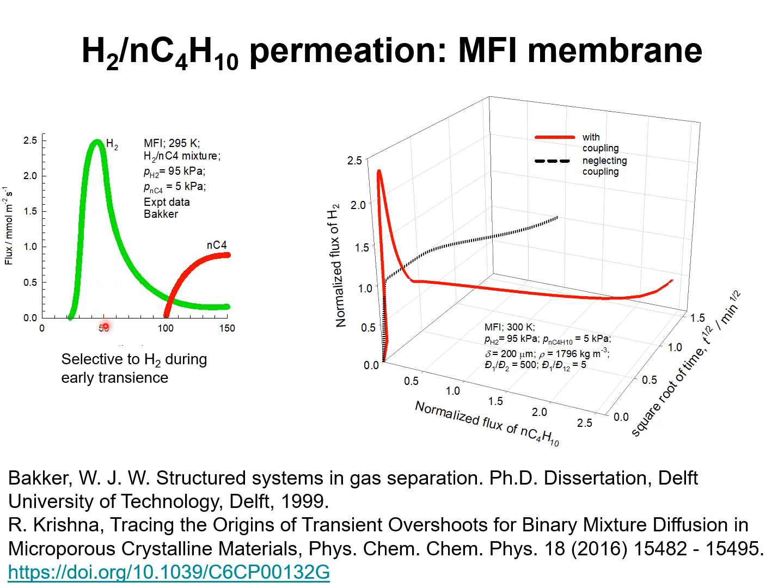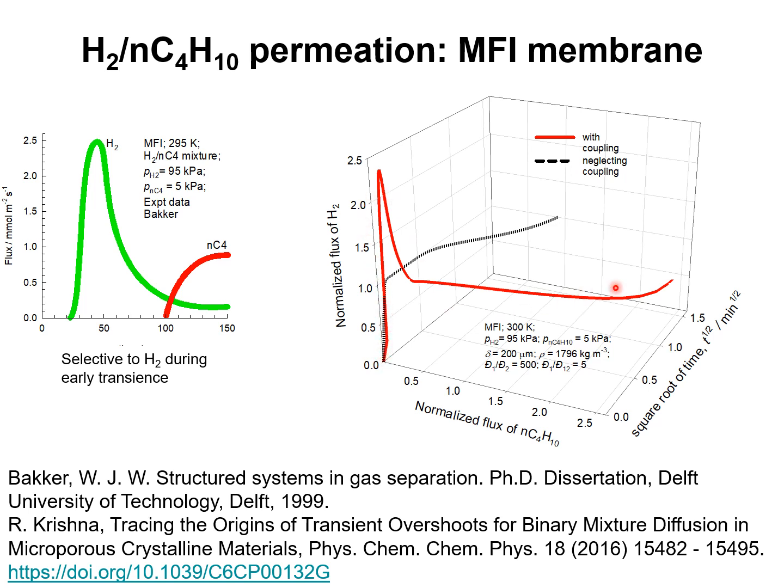In other words, the membrane is selective to hydrogen during the early stages of the transients, but at steady state, the membrane is strongly selective to normal butane. So we have selectivity reversal as time progresses. The simulation of these experiments are shown in this right figure using two different models.